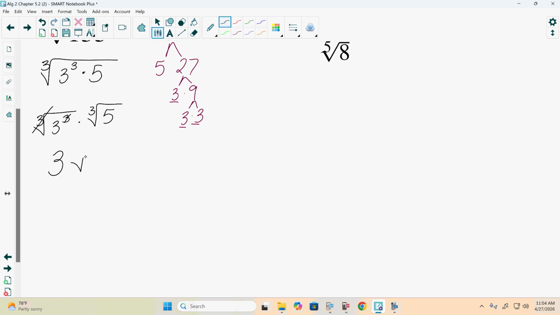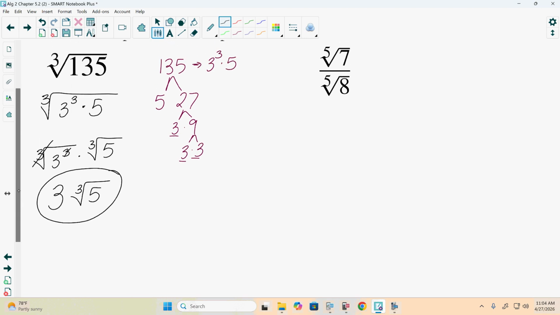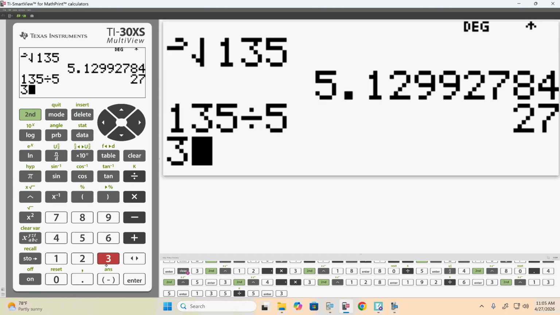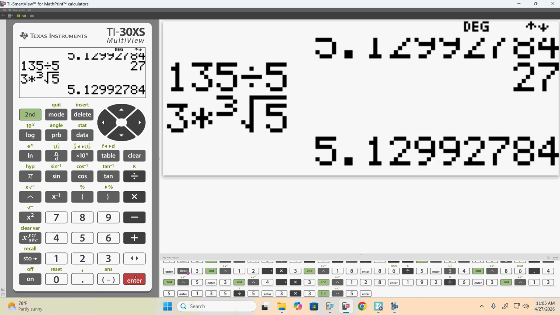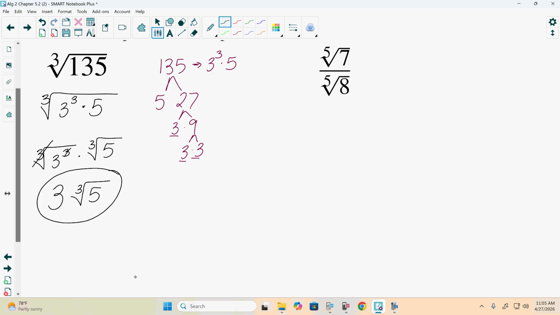Because I only have one factor of 5, it does not simplify, it does not reduce. That tells me that the cubed root of 135 in simplest form would be 3 cubed roots of 5. And if we wanted to make sure that was the correct answer, we could grab the calculator and say 3 times the cubed root of 5, and see that that is the exact same decimal answer as our cubed root of 135, so therefore they are equivalent statements.